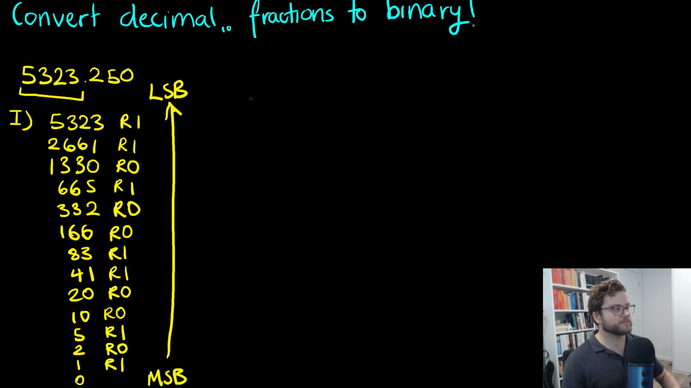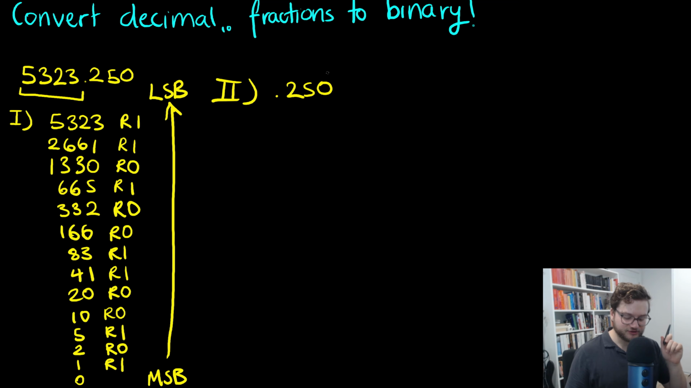But let's not do that yet, because we have a second part to do. And this is what makes fractions a little bit more complicated when converting. Next, we have to do 2.50. Now, to convert this, we multiply. So get your calculator out for this one. It's a little bit different.